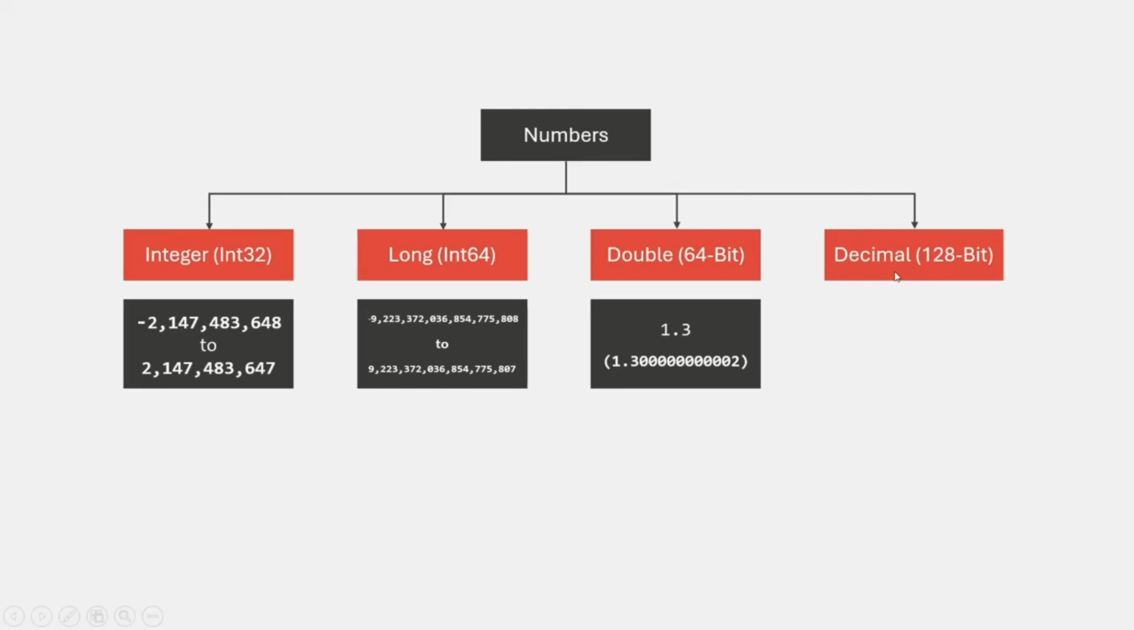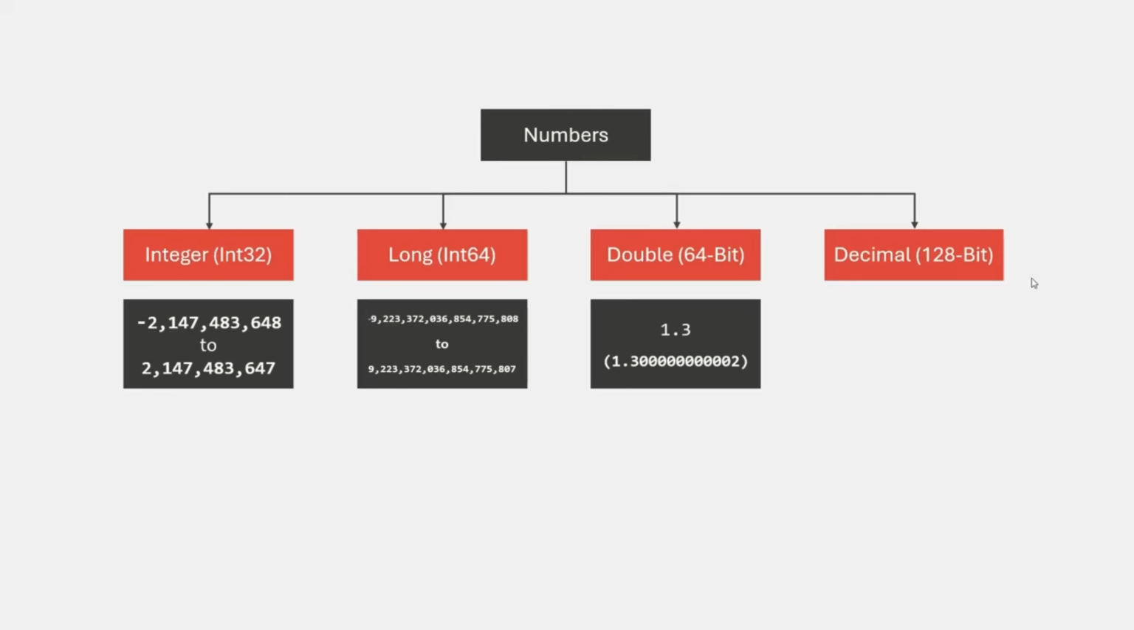It takes 16 bytes of memory to store the floating point number. So if you want to store a floating point number and if precision is not important, you can use double data type. But if precision is very important, in that case, you can use decimal data type. And decimal data type provides a very high precision with up to 34 decimal places.